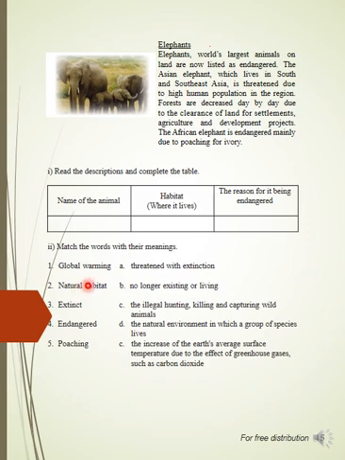Extinct. It means ending, no longer existing or living. B. Fourth one, endangered. A. Threatened with extinction. Poaching. C. The illegal hunting, killing and capturing of wild animals.